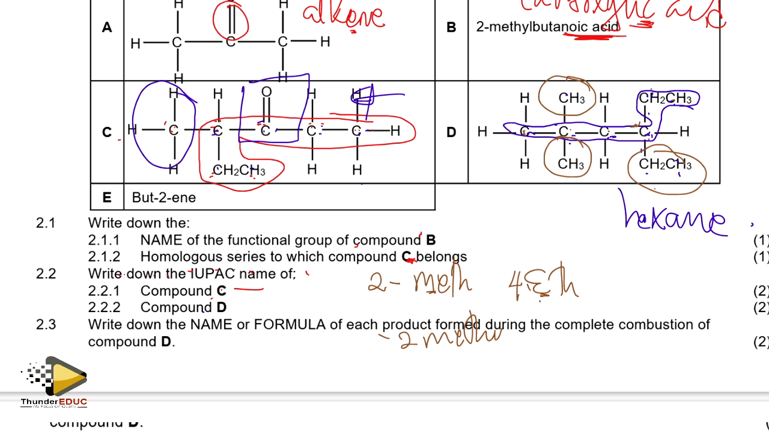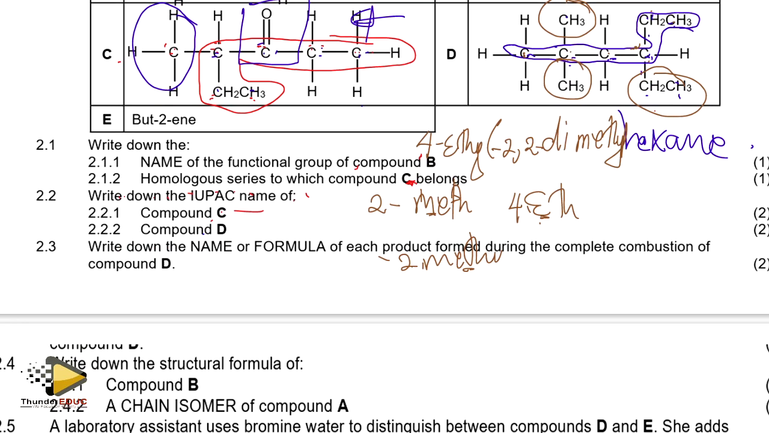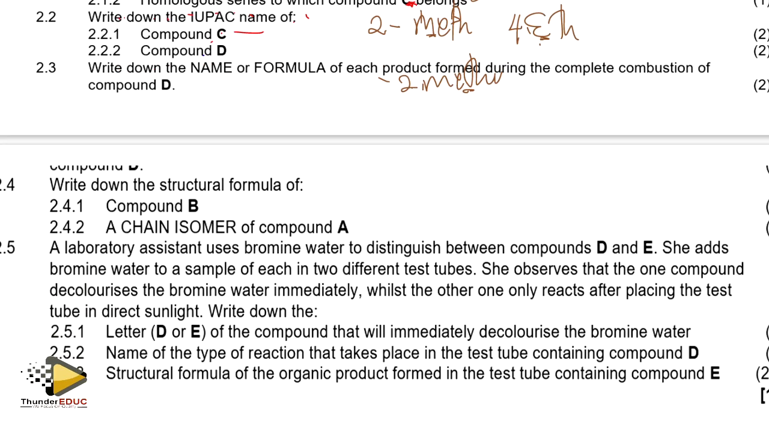Therefore, I will come here and say 4-ethyl, dash, 2,2 because there are two of them and they are the same, methyl. Because there are two, I'll say dimethyl. 4-ethyl-2,2-dimethylhexane. That's how you name it. Simple, isn't it? It's very, very simple.